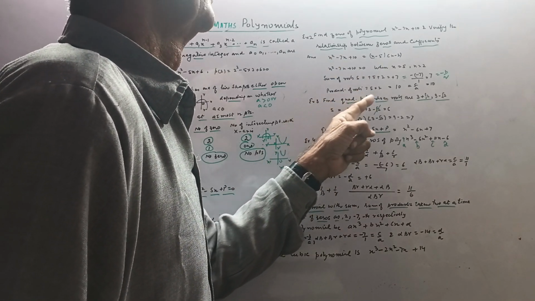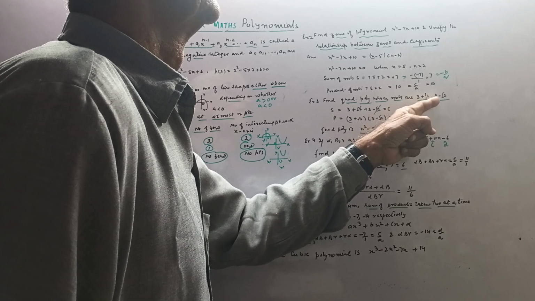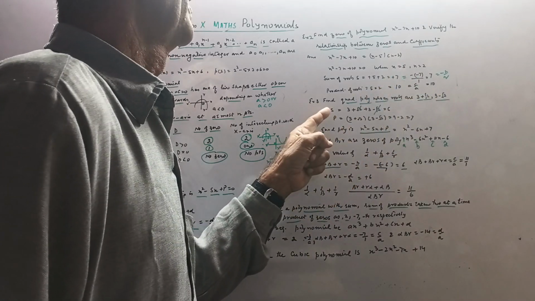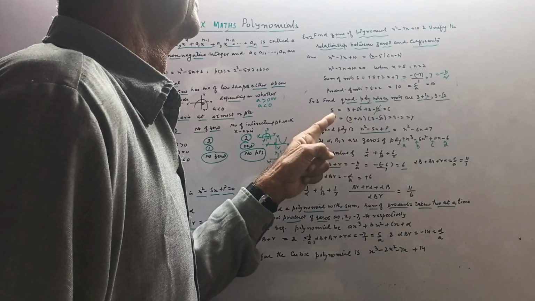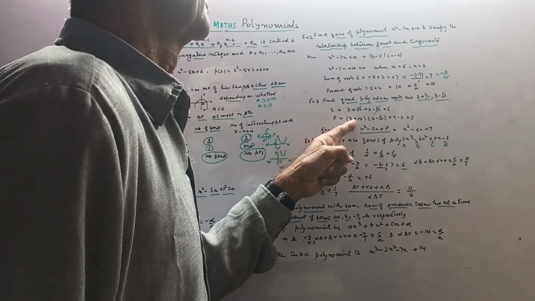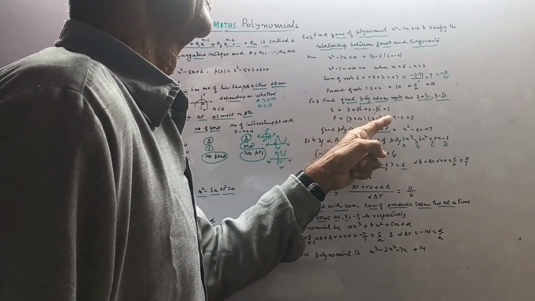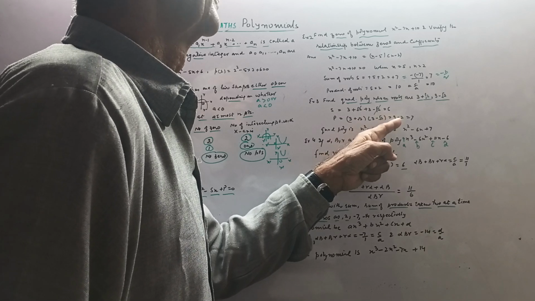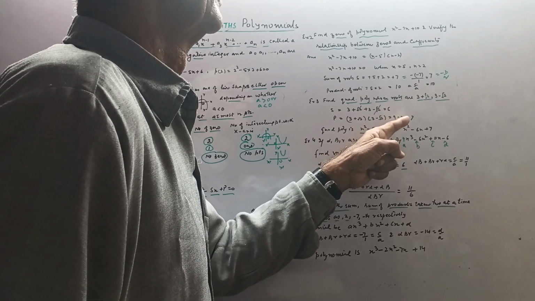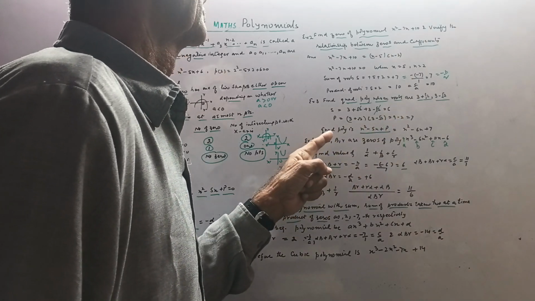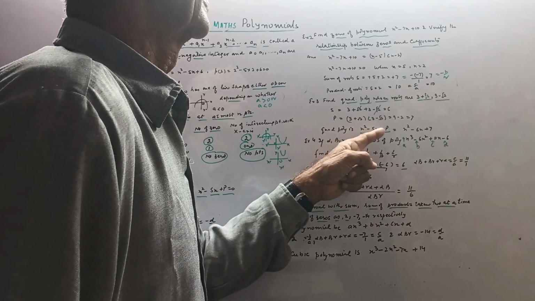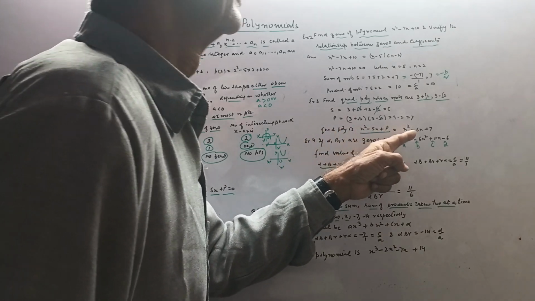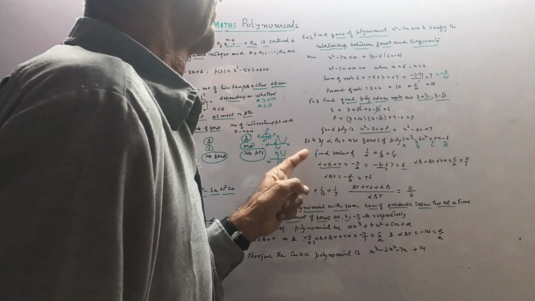Example 3. Find quadratic polynomial whose roots are 3 plus root 2, 3 minus root 2. Find sum of the root: 3 plus root 2 plus 3 minus root 2 equal to 6. Product of the root: 3 plus root 2 into 3 minus root 2 is equal to 3 square minus root 2 square, 9 minus 2 equal to 7. So, quadratic polynomial is x square minus sx plus p equal to x square minus 6x plus 7.